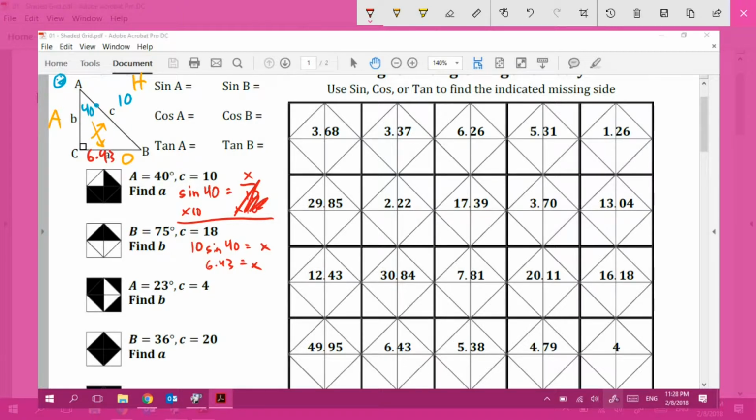So what we're going to do is look on the grid, look for 6.43. Where is 6.43? Found it! It's right here. And so we're going to shade it just like it's given to us in this box.